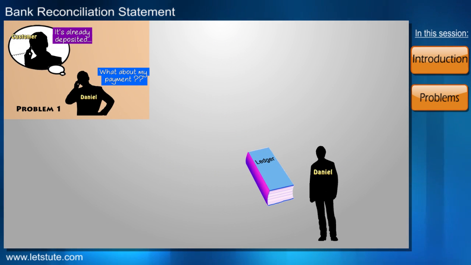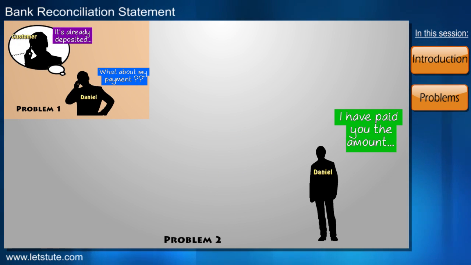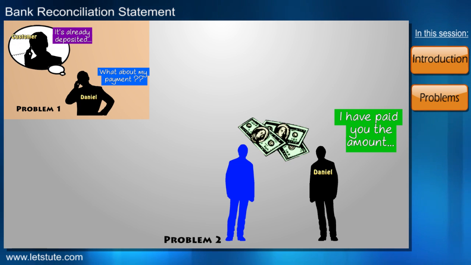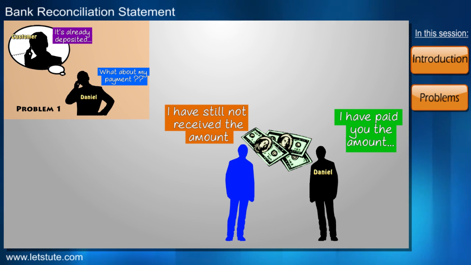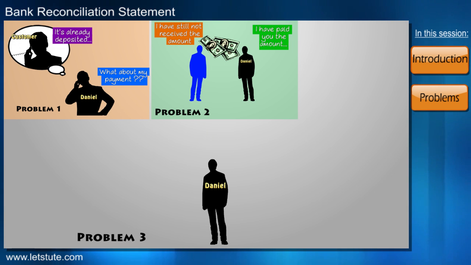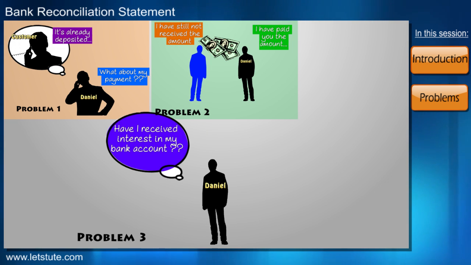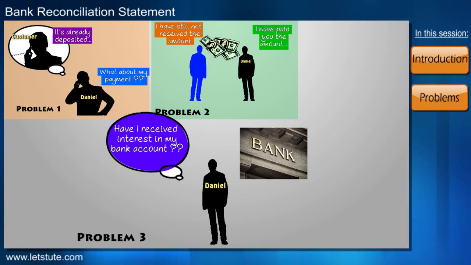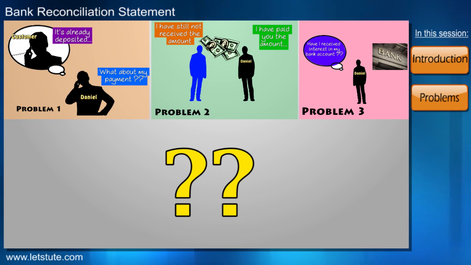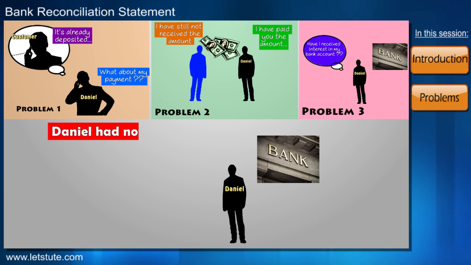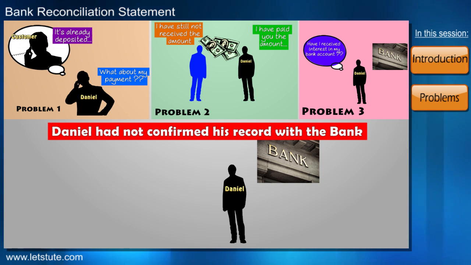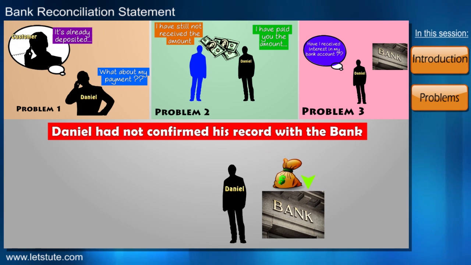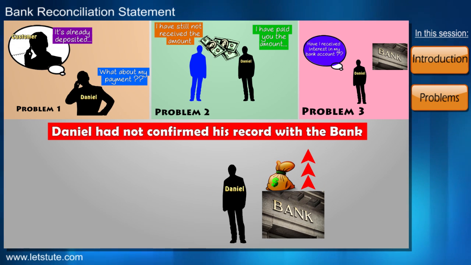He also saw that in his ledger, he had paid Mr. B some amount, but Mr. B said that he had still not received this amount. Another problem he faced was he was going to receive an interest on his fixed deposit, but he was not sure if it has already come into his bank account or not. So what do you think is this problem? Daniel had not confirmed his records with the external party, that is the bank, to see if the money had really come into his account or deducted from his account.